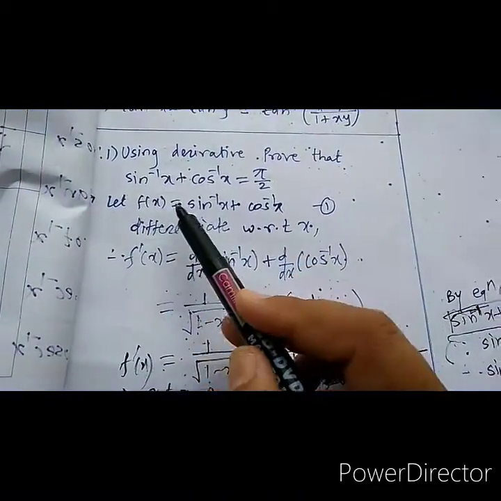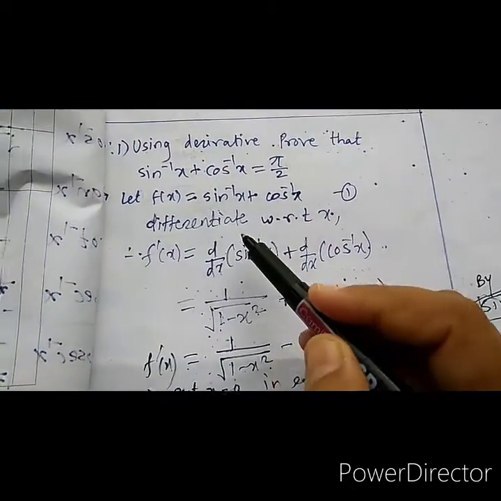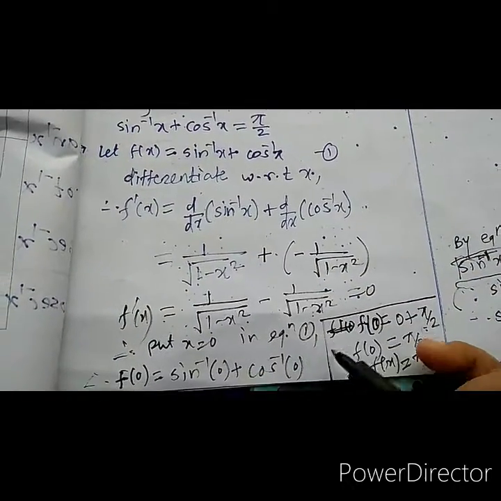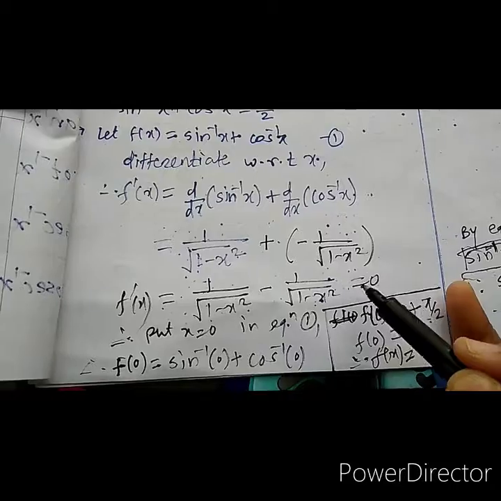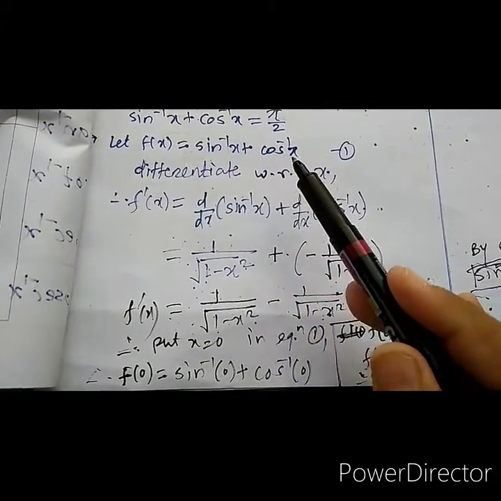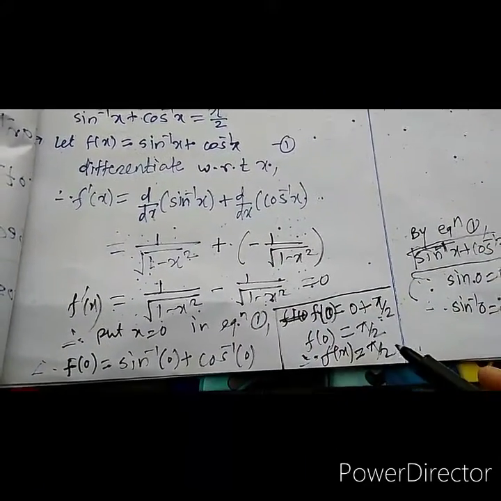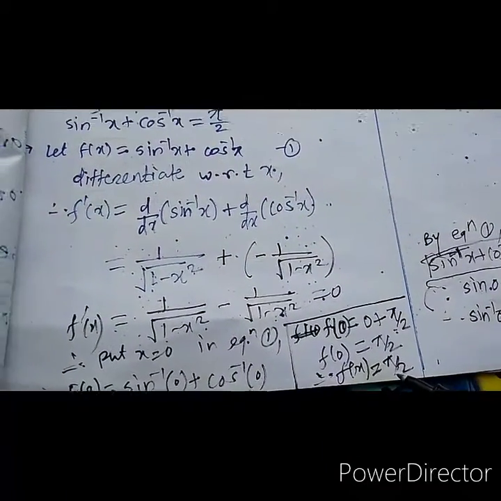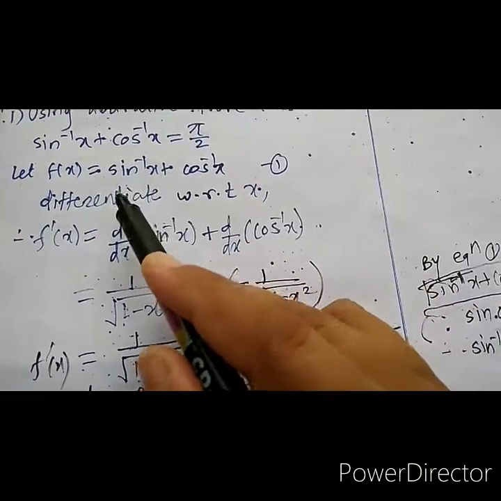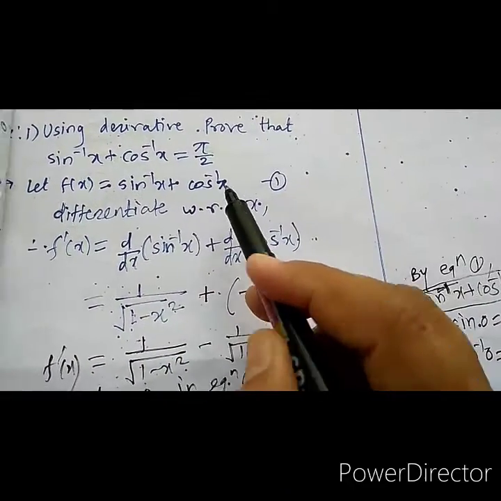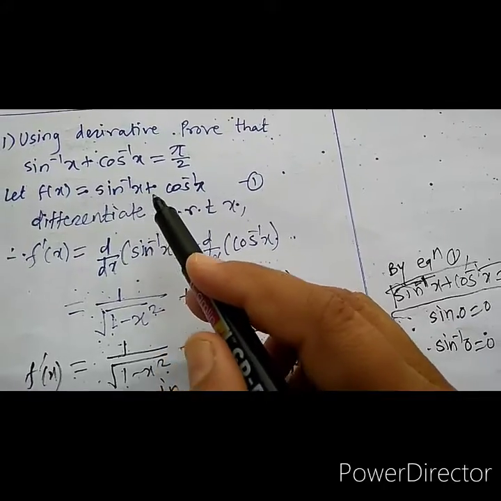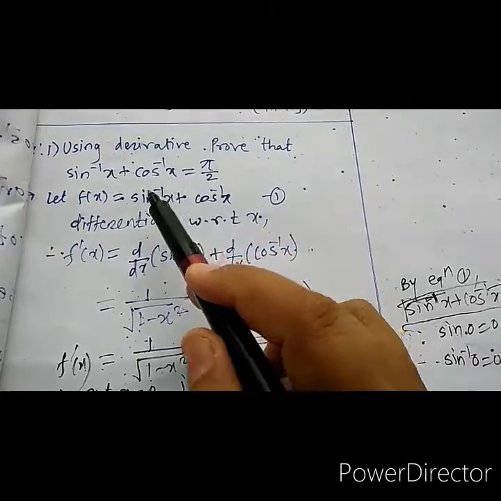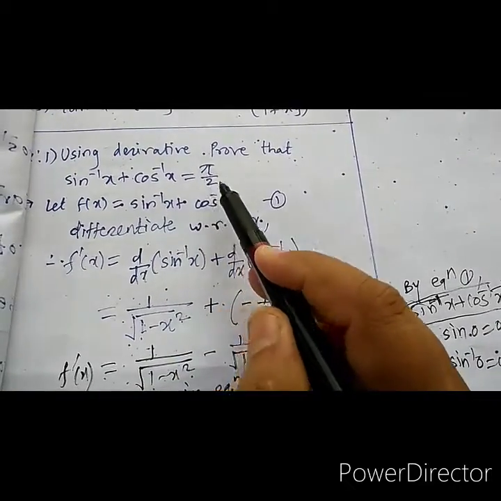Again, see, if a function is given, we have to consider f of x and differentiate with respect to x, find the derivative, and then put the value x is equal to 0 in equation 1. Then we will get the value f of 0 is equal to pi by 2. So here 0 means x. Therefore we can write f of x is equal to pi by 2, but f of x means sin inverse of x plus cos inverse of x, and therefore sin inverse x plus cos inverse x is equal to pi by 2. So by using derivative we get this answer, pi by 2.